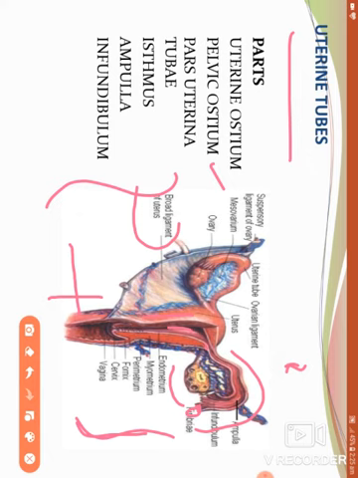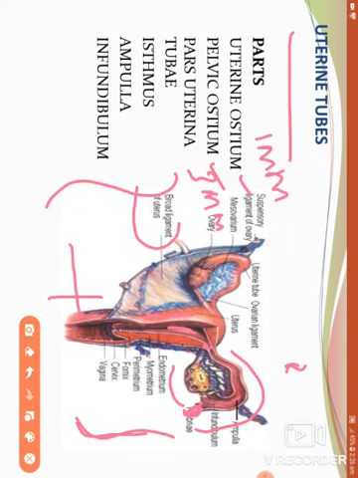This opening here is called the uterine ostium. It is a small opening communicating towards the uterine cavity, and it is 1 mm in diameter. See this pelvic ostium, this is 3 mm in diameter. You can see here this opening, the pelvic ostium, and this is the uterine ostium.